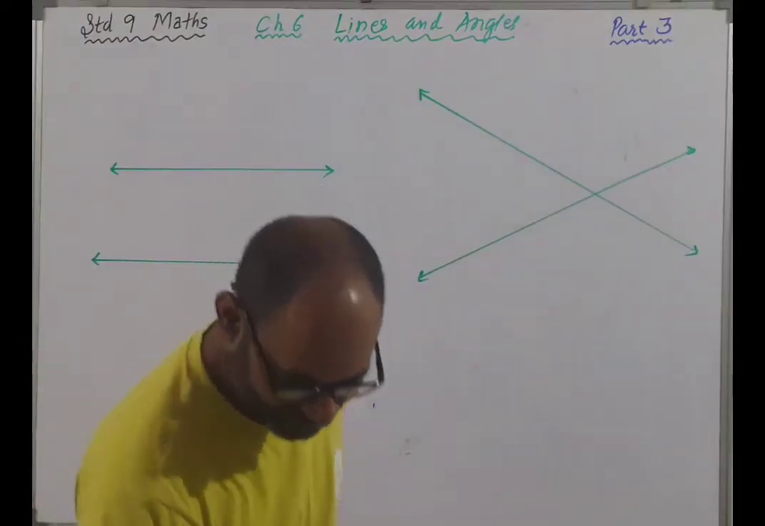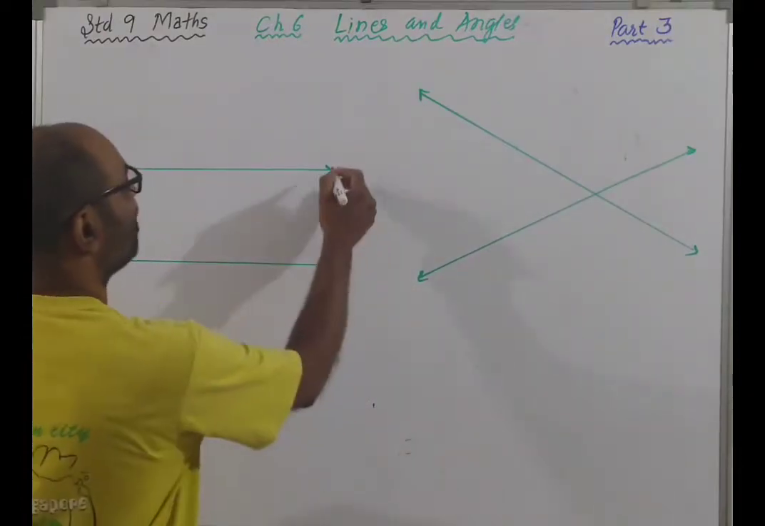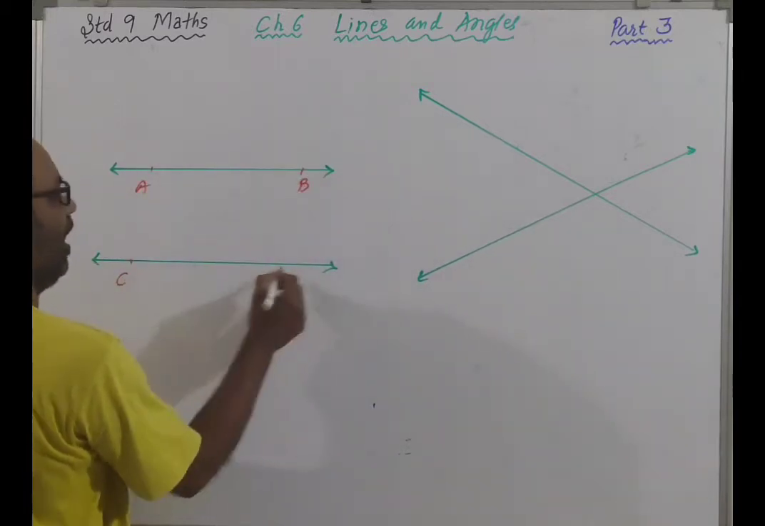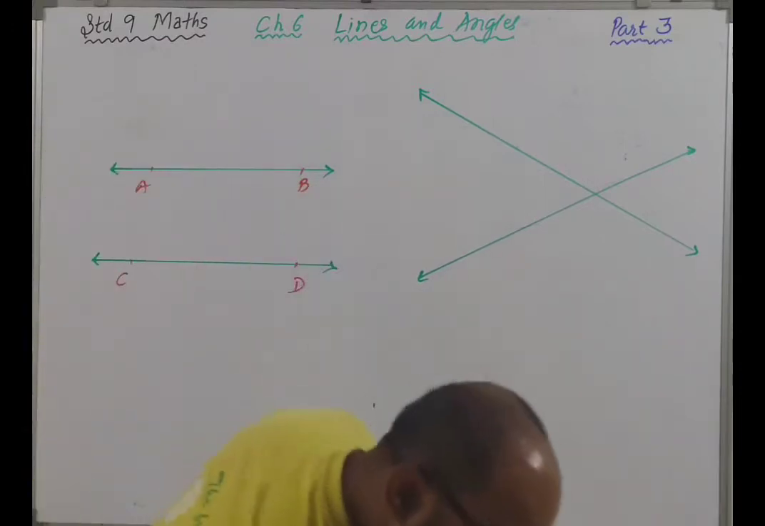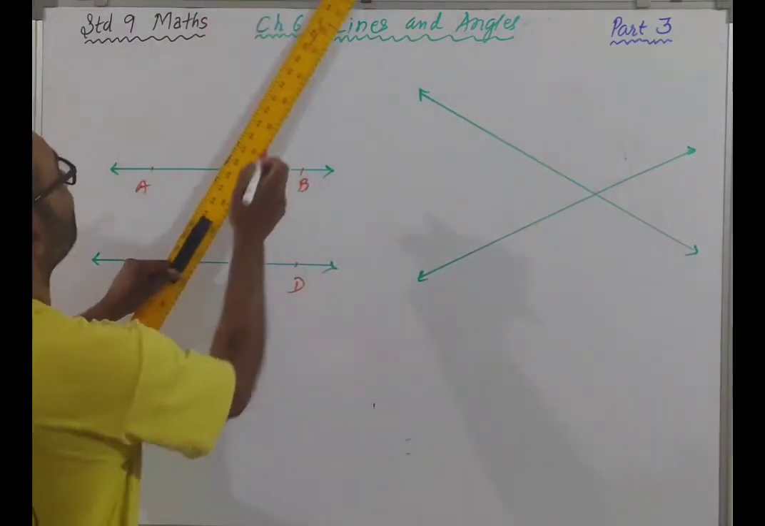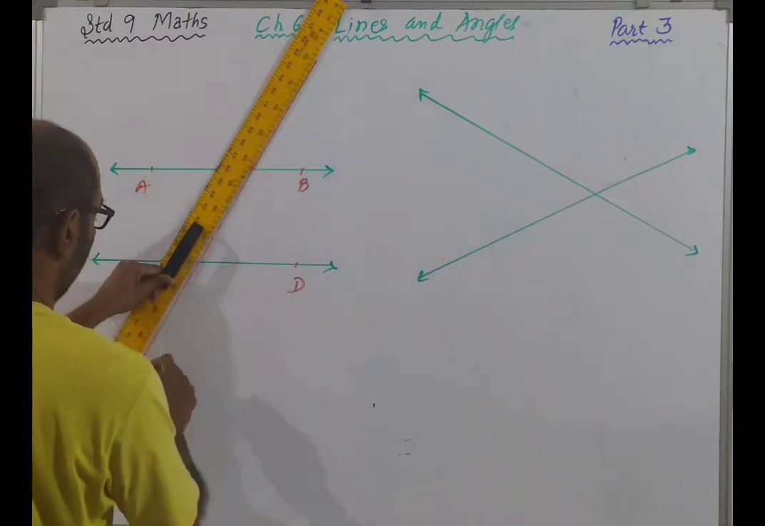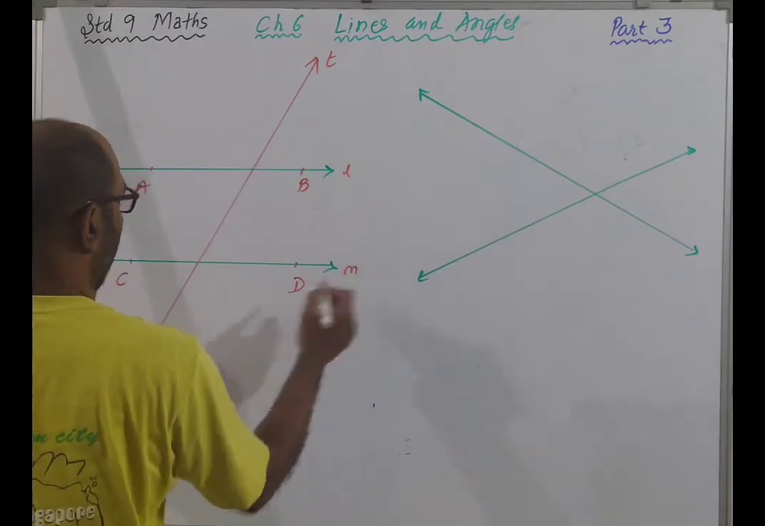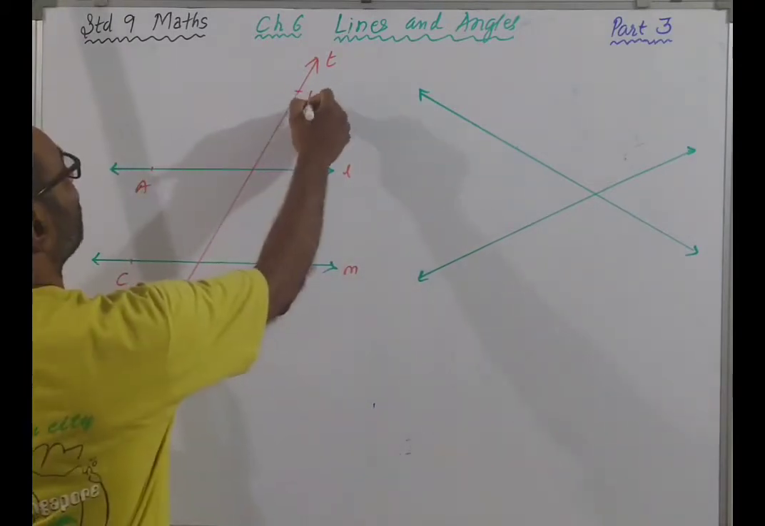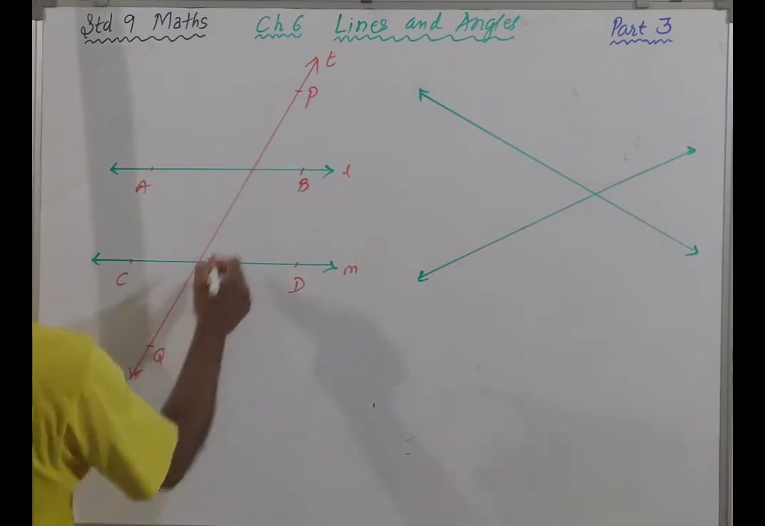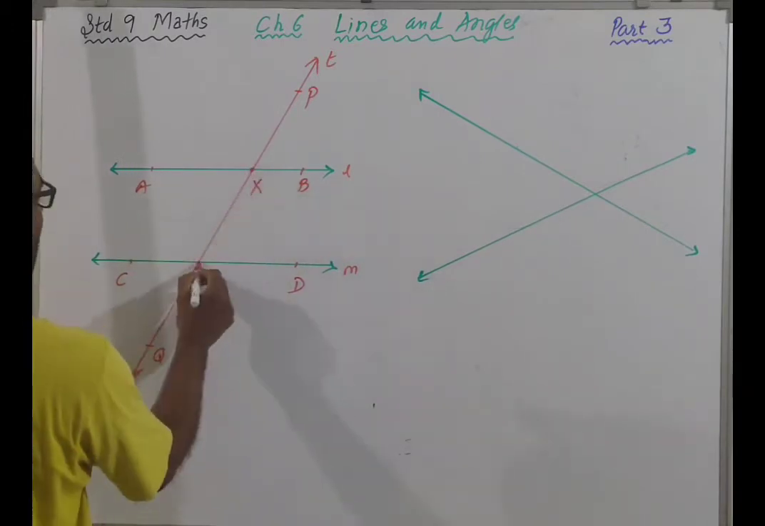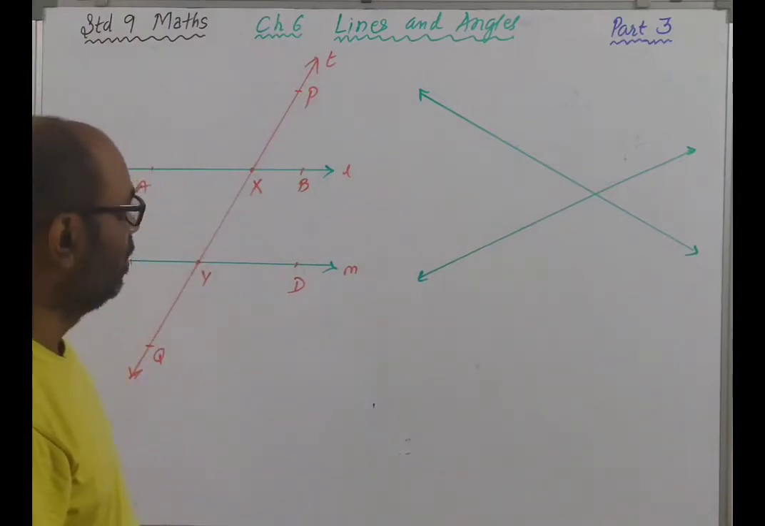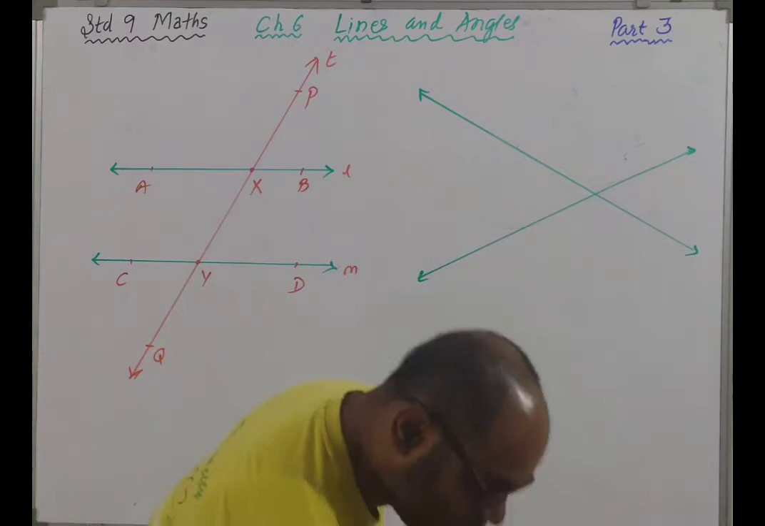Alright children, let us look at these two figures. Suppose this is line AB and this one is line CD. It is intersected by a transversal, and that is T. You can say this is L, M, and let me name these lines P, Q. Suppose the transversal intersects in points X and Y. Alright? Now look here.